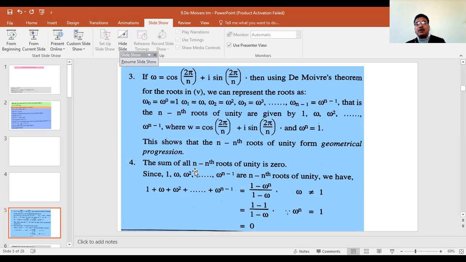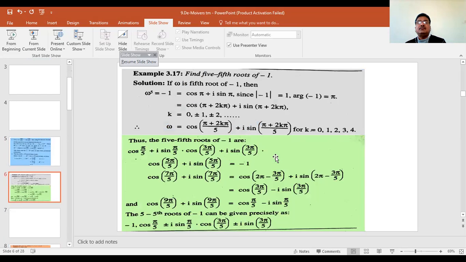The sum of all nth roots of unity is 0. This is important for MCQ questions. That is, the sum of the nth roots of unity is 0. So in the next lecture, we will see these problems.